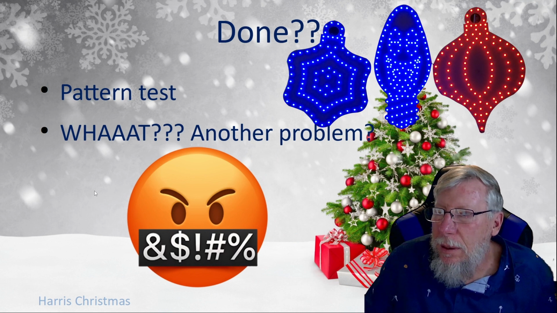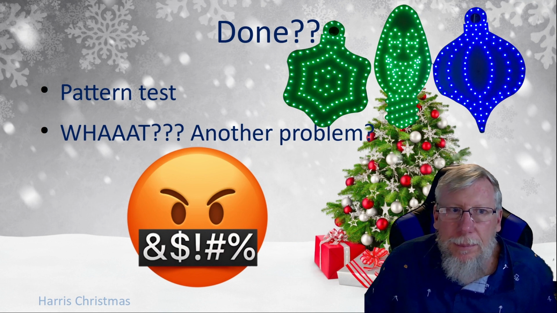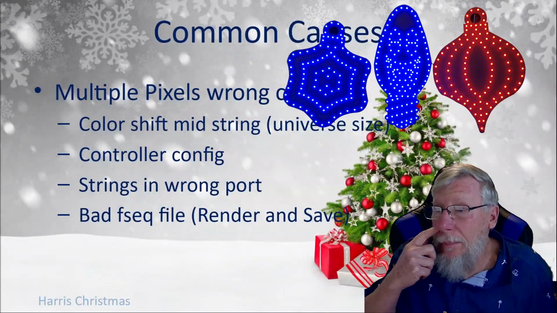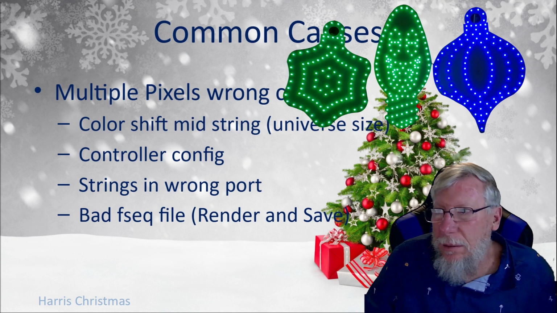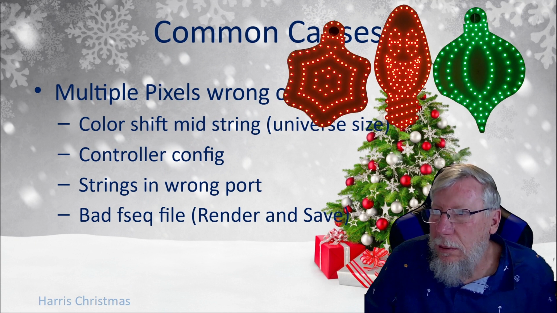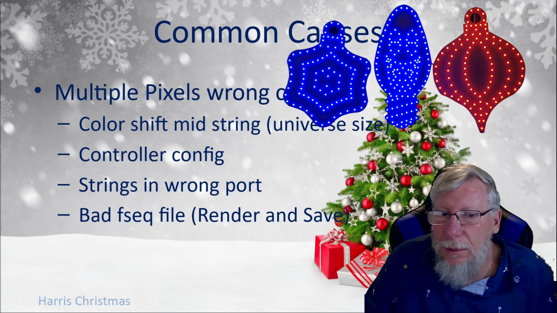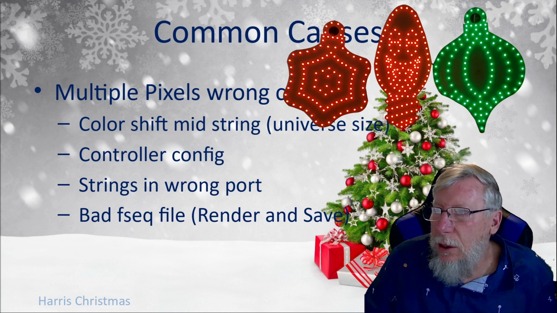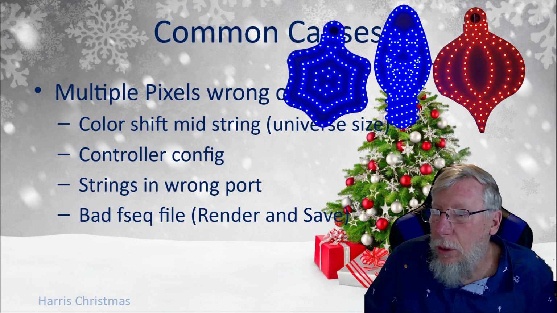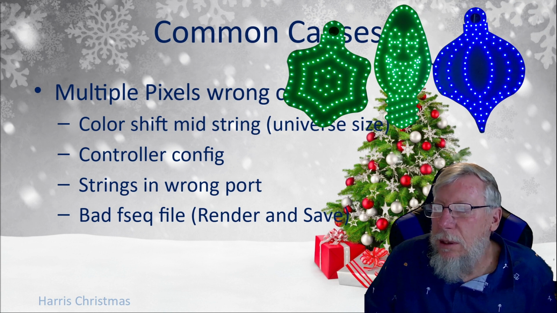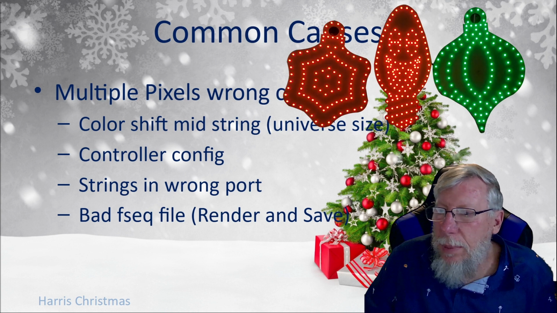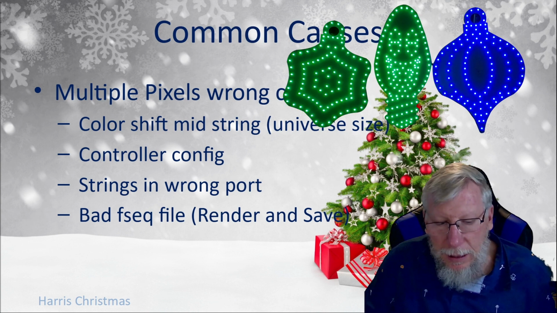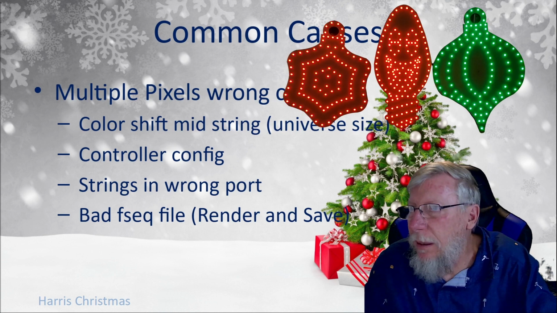Okay, so what's the problem? Multiple pixels, wrong color. They're all the wrong color, not just an oddball there. When it's green, it's blue and vice versa. So is it a color shift midstring? No, it's the whole thing. Controller config? Could be. Strings in the wrong port? No, that's good. Bad FACQ? We know we did it. So let's go look at the controller config.